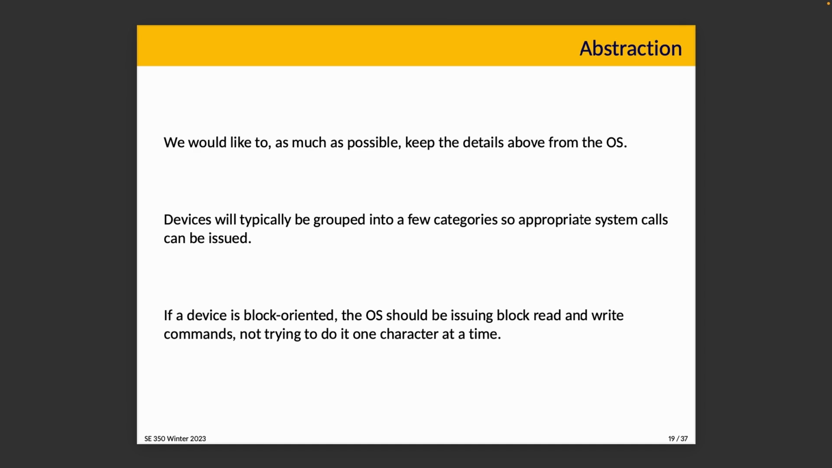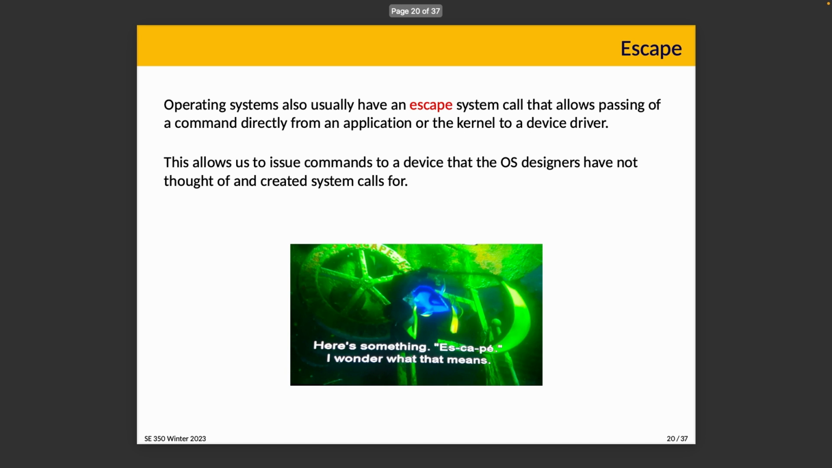And as much as possible, the details should be kept away from the operating system, right? It shouldn't have to know exactly what this is or what that is, or whether or not it's a dedicated device. May matter, it may not. But devices are typically grouped into a few categories so that appropriate system calls for that kind of device can be issued. When I say appropriate system calls, what we're really talking about is whether it's a block or a character device, most importantly, right? If a device is block-oriented, the operating system should be issuing block read and write commands, not trying to get one character at a time.